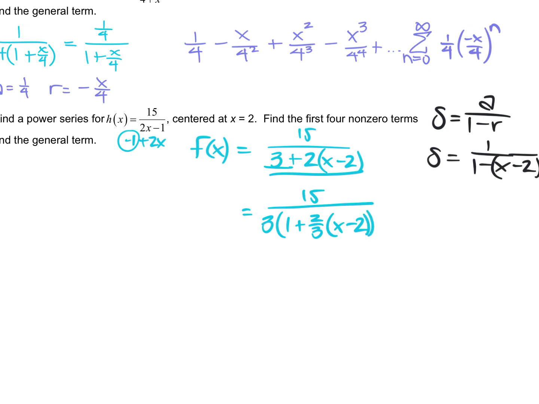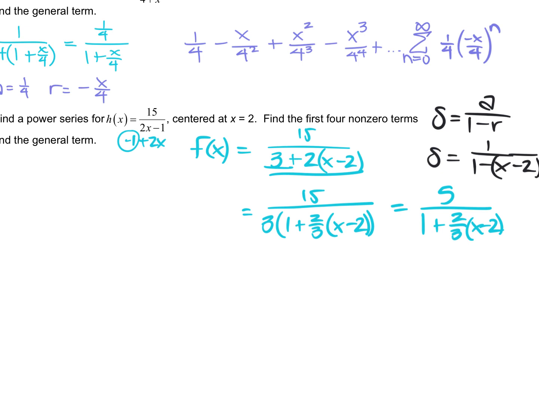Now, remember what we did on the previous one with the 4 down there? What did we do with it? We brought it up top. So if I bring the 3 up top underneath the 15, what's that going to really make this? 5 over 1 plus 2/3 times x minus 2. Does that now fit our geometric?